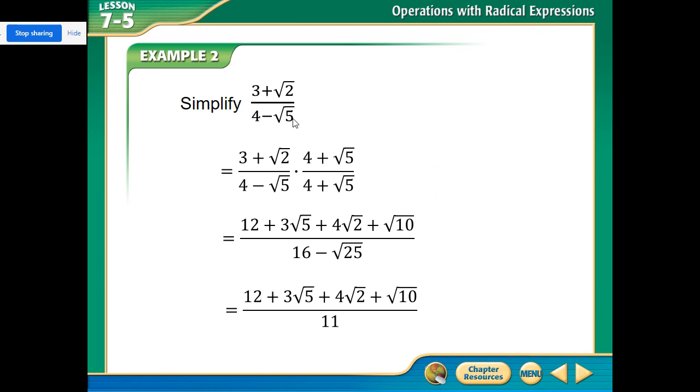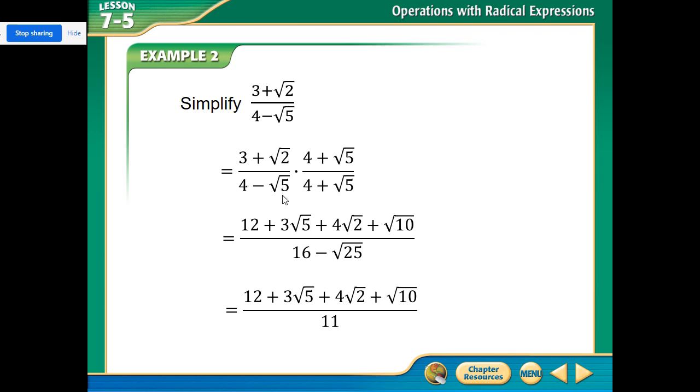If we have 4 minus the square root of 5, so we have to do 4 plus the square root of 5. Again, we just worry about the denominator. We don't care about the numerator. In the numerator here, we're going to have to FOIL this out. 3 times 4 is 12. 3 times square root of 5 is 3 square roots of 5. 4 times 2 is 4 square roots of 2. 2 times 5 is square root of 10.